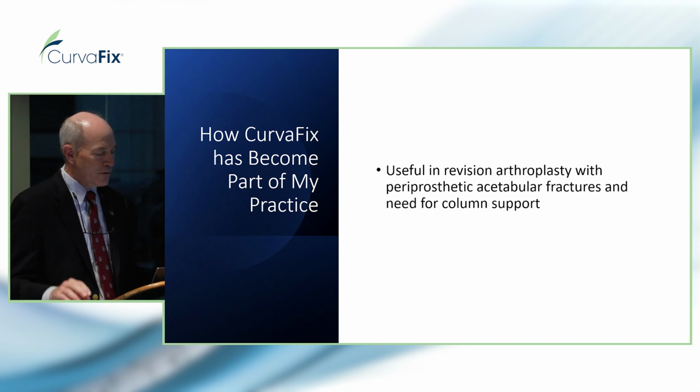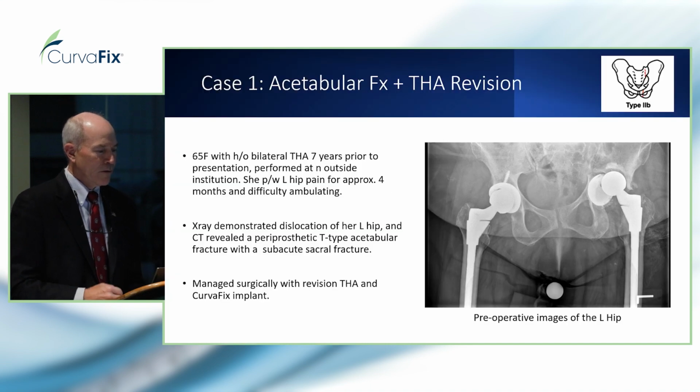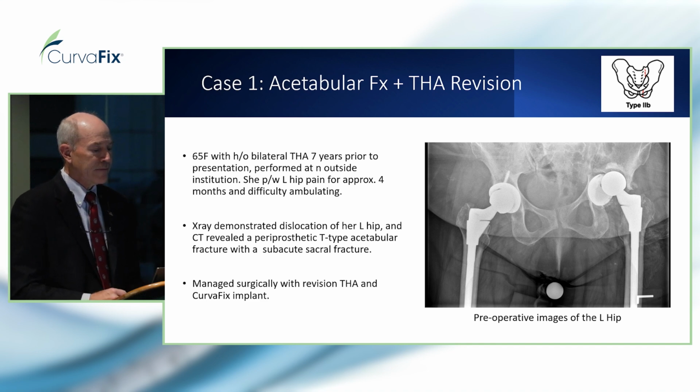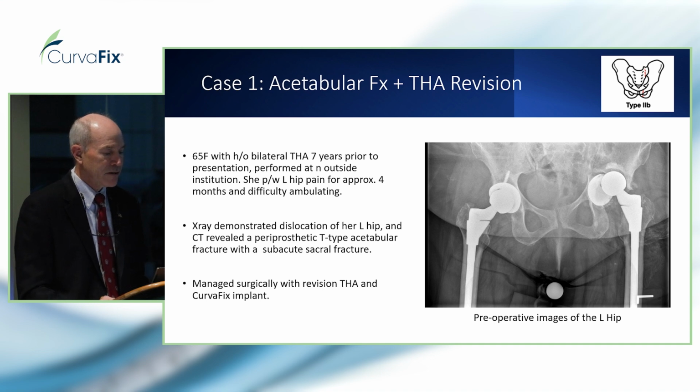So I have 2 cases to show you. We've used it in revision arthroplasty cases around the hip when we need some column support. This first patient, 65 years old, had bilateral total hips done elsewhere. She presented with hip pain for about 4 months with difficulty ambulating. This is a revision on the left, and she'd had recurrent dislocations previously. So she's got a dislocated hip with a periprosthetic T-type acetabular fracture and a subacute sacral fracture.